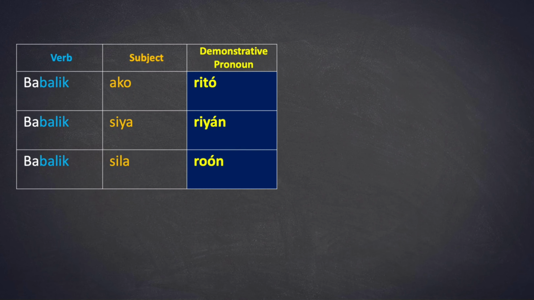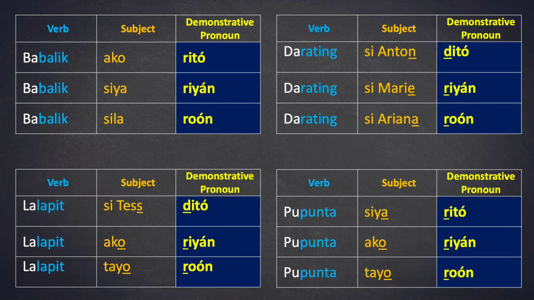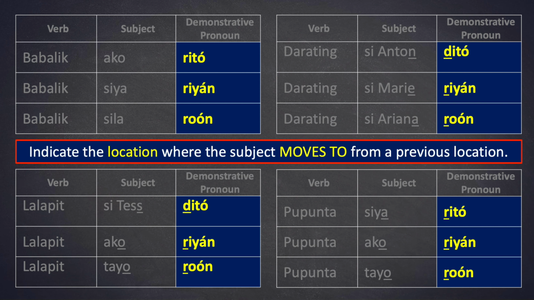In these simple sample sentences, the demonstrative pronouns dito, rito, diyan, riyan, and doon, roon are used to indicate the location where the subject moves to from a previous location. Ayos ba? Are we doing great so far?